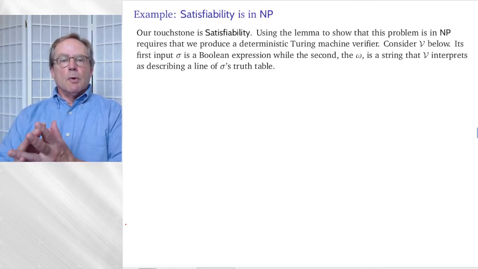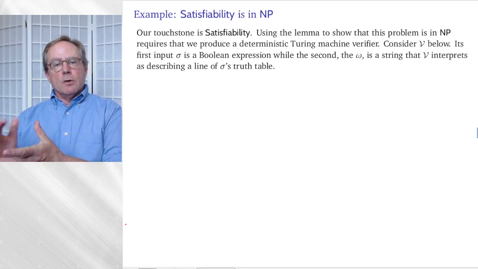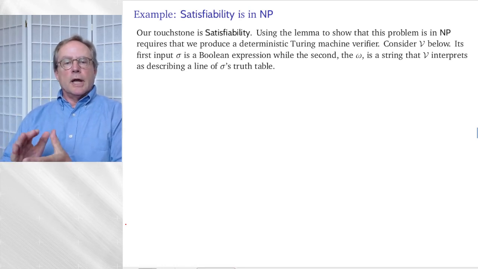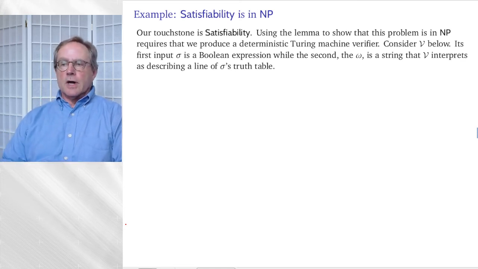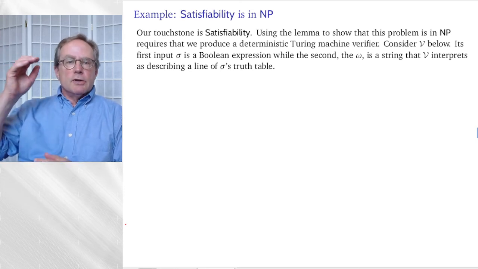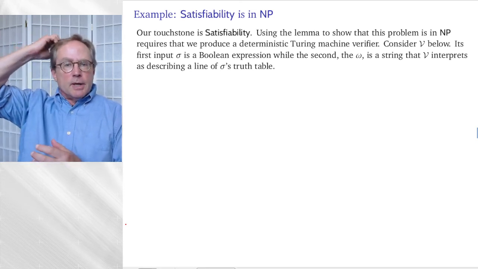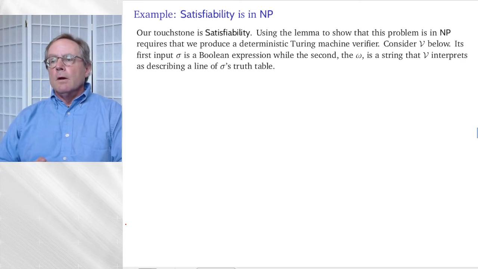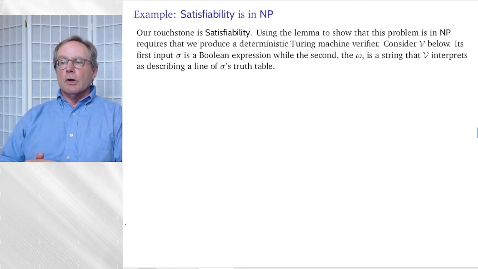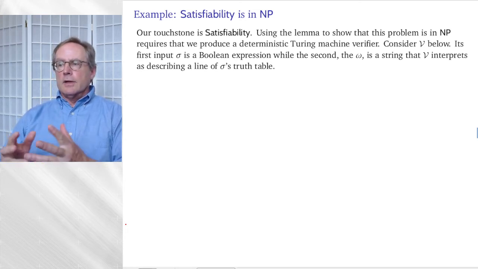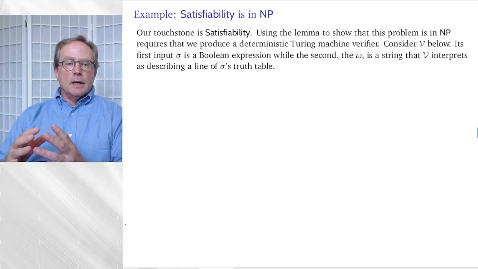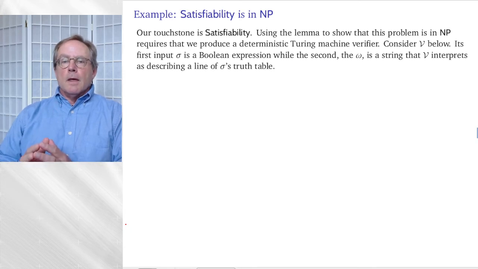Okay, so one example, and then we're going to end this particular video. In the next video, we'll come back to a discussion and do some more examples, just trying to make it all manageable. Okay, so our touchstone problem is satisfiability. So we're going to use the lemma to verify that satisfiability is NP. So we have to produce a deterministic Turing machine verifier. Obviously, there's going to be a verifier that I'm going to give you, and I'm going to say it does the job. It takes two inputs.